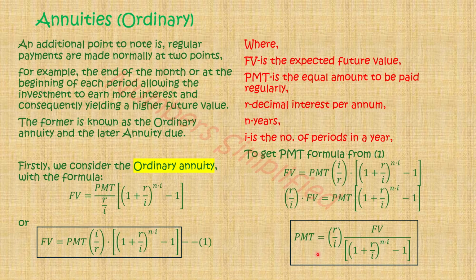So these two are the formulae that would help us in finding either the future value or the PMT, the equal amount to be paid regularly. So we cannot just confine ourselves to these only. There are instances where we may be asked to find other variables, for instance, R, or even the N, as well as the I.